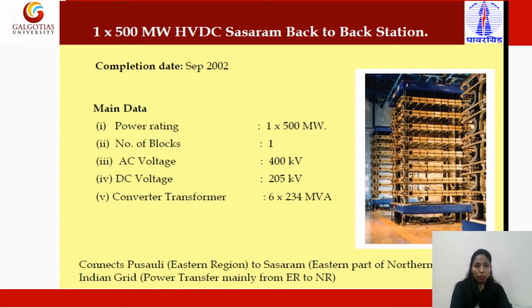Now the 1 into 500 megawatt HVDC Sasaram back-to-back station in Bihar. This project was completed in September 2002. The power rating is 1 into 500 megawatt, and the number of blocks used is 1. AC voltage is 400 kV, DC voltage is 205 kV, and the converter transformer is 6 into 235 MVA rating. It connects the eastern region to Sasaram, the eastern part of the northern region. In the Indian grid, power transfer is mainly from the eastern region to the northern region.